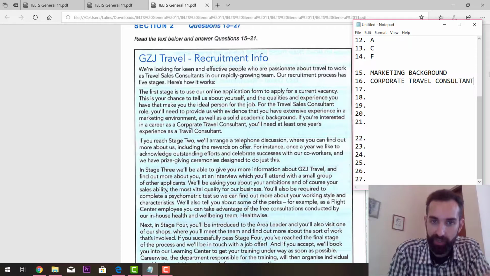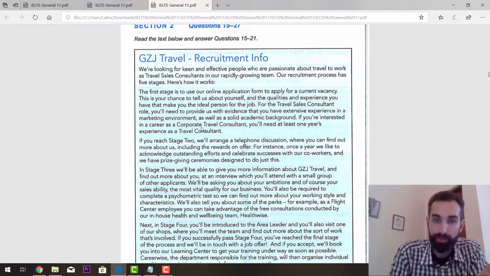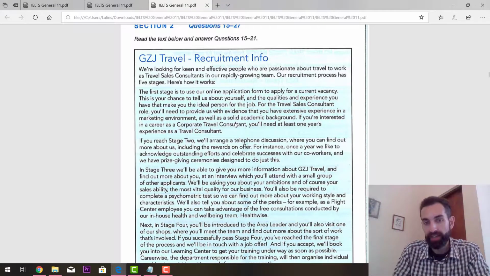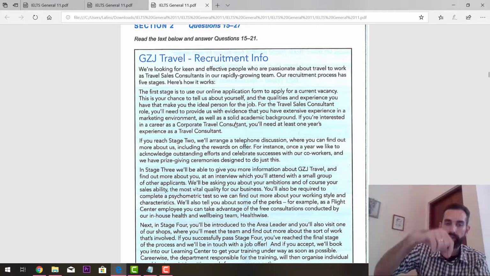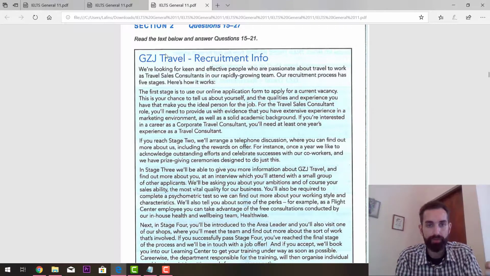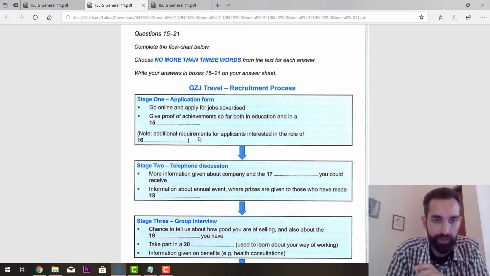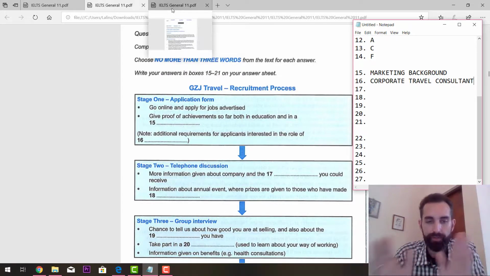It's clearly corporate travel consultant and not travel consultant, because the job title they're asking for here is the one that needs additional requirements. And that would be the corporate travel consultant, because you need to have 1 year's experience as a travel consultant to become a corporate travel consultant. So 1 year's experience as a travel consultant is the additional requirement to become the corporate travel consultant. That's what they're referencing here, the additional requirement. So that's why 16 is corporate travel consultant. That's how they laid it out, both in the question and answer.